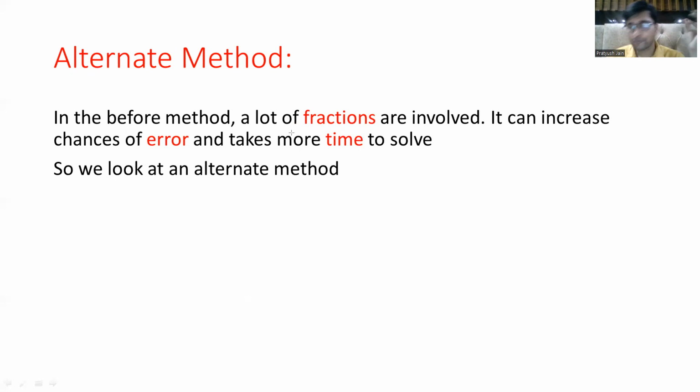So we have a lot of pressure on our minds that we have to solve this question, and we have to solve it correctly and within a decent amount of time. So it's always a good thing if we can learn some simpler method, which not only increases our chances of solving the question correctly, but can also save us some precious seconds, right? So we look at an alternate method. What is this alternate method?